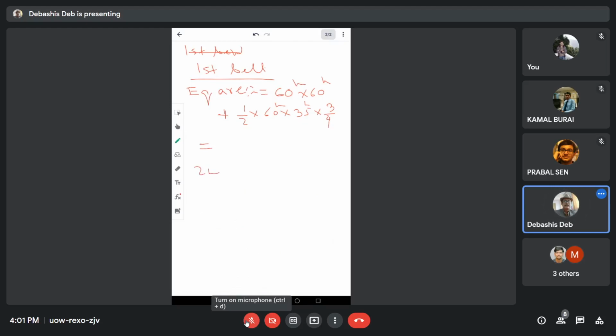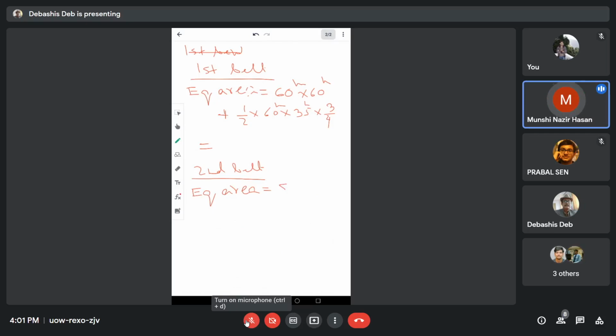Similarly, second belt, equivalent area, what will be the equivalent area? Munshi, for the first belt, sir, 4387.5. 4387.5 square meter, na? Okay.